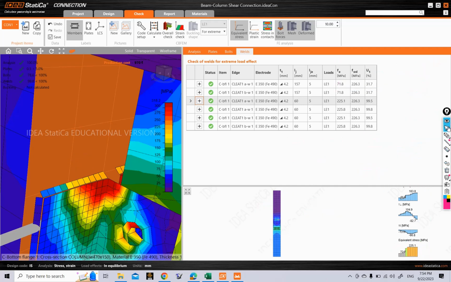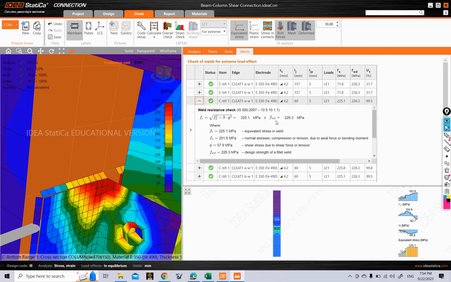So this is about how IDEA StatiCa uses the finite element modeling approach when calculating the equivalent stresses in weld. Similar to bolts, if you want to see the detailed calculation, you can again click on this plus sign here. If you want to look at the design results or the analysis results, it's the same. First, the thickness has been given, and then the length of the weld has been given as 60 mm, and for this the weld stresses are calculated. Now we have seen that the utilization ratio for this weld is 99.5%, since this is very near to the permissible value of weld stress.